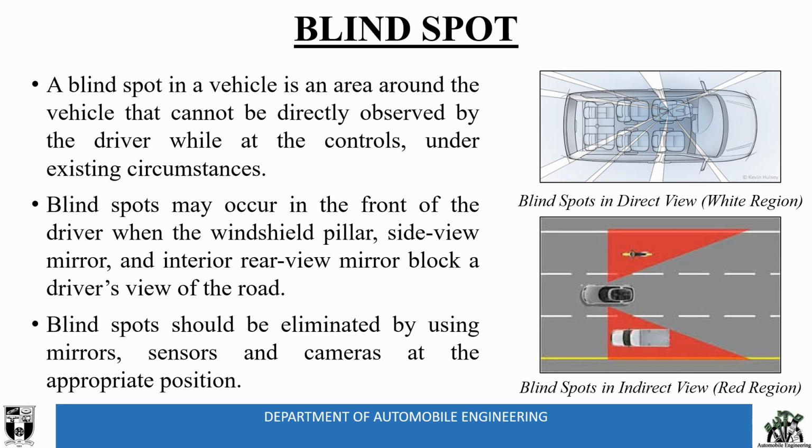So in the image above, the white region is the blind spot of the driver, in which the driver's view is blocked by the various pillars of the car. And in the image below, the red region is the blind spot of the driver. So the red region is the region that is not covered by the side view mirrors.